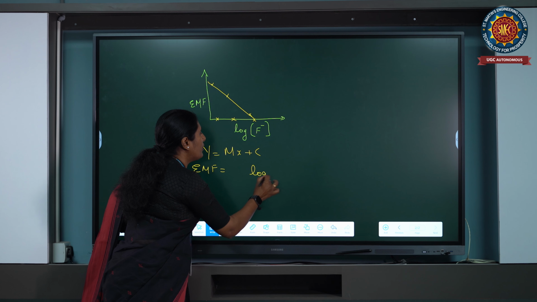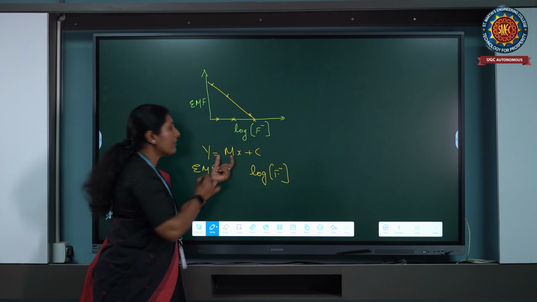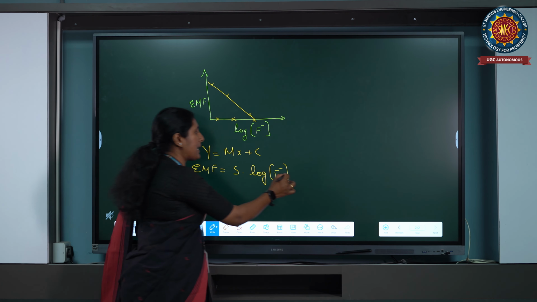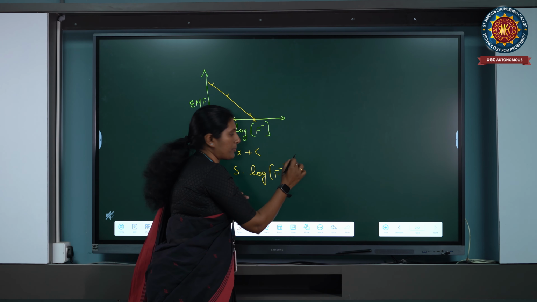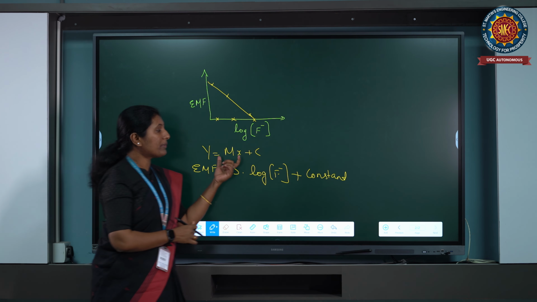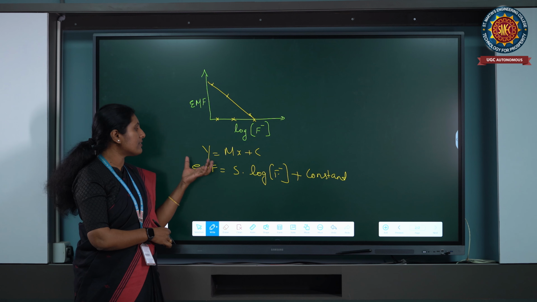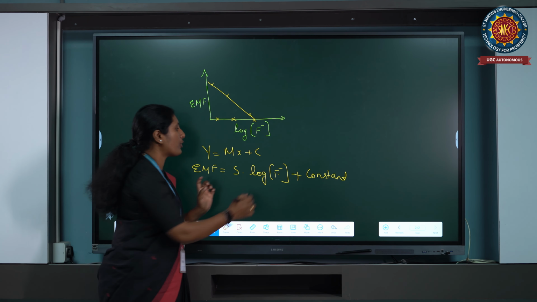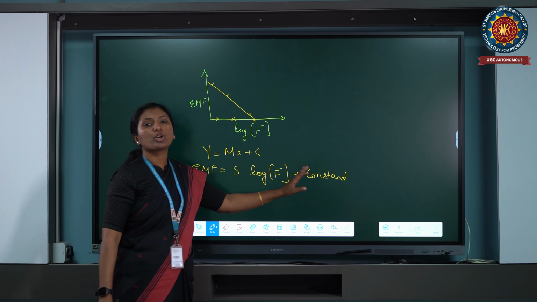So log of fluorine concentration, what is m? M is the slope. So I am writing S, that is slope, plus c. What is c? It's an intercept, that is a constant. Okay, so from the straight line equation we finalized what is the EMF equation. EMF is equal to S into log of concentration of fluorine plus constant.